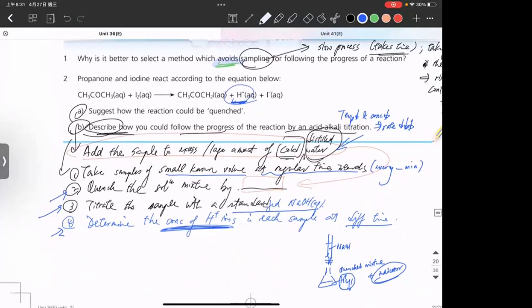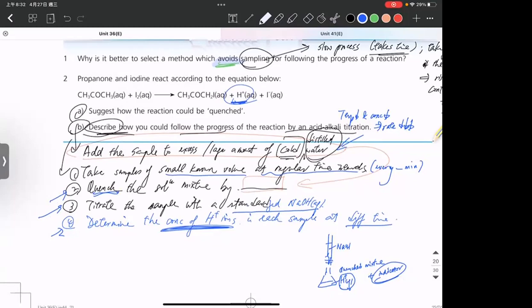Now, first of all, extract a known small amount of the chemical and add it into an excess or large amount of cold distilled water. Now, this is to rapidly decrease the rate of the reaction inside the solution mixture. We call that quench. We will see the word quench, right? So you should use this technical term.